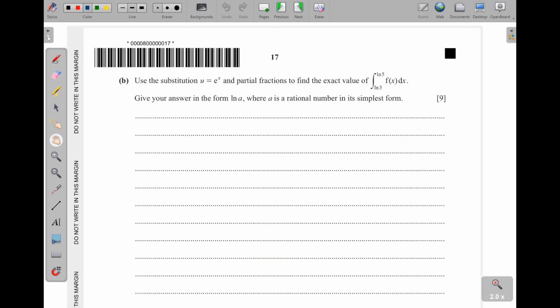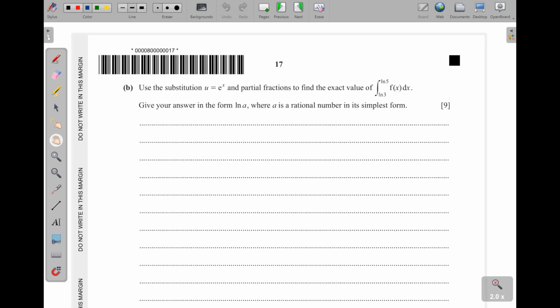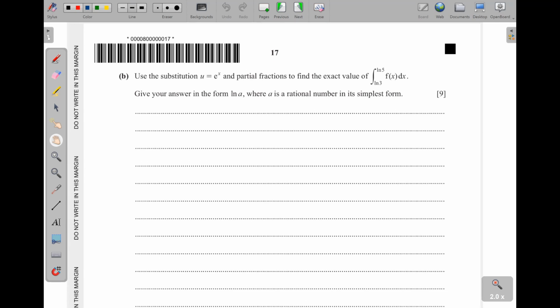Then the last question of this paper, it's part B. Using the substitution u is equal to e to the power of x and partial fractions to find the exact value of the integral of f of x with respect to x from natural log of 3 to natural log of 5. Give your answer in the form natural log of a, where a is a rational number. That means it is given as a fraction in its simplest form.